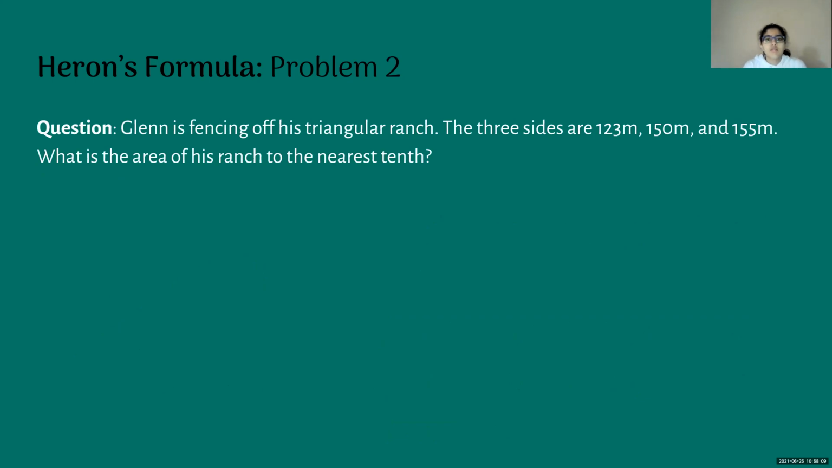Problem 2. Glenna is fencing off her triangular range. The three sides are 123, 150, and 155 meters. What is the area of her range to the nearest tenth? For this problem, you're going to need a calculator. You can pull up decimals or something if you do not have a calculator next to you, and if you do have one, that is also great.